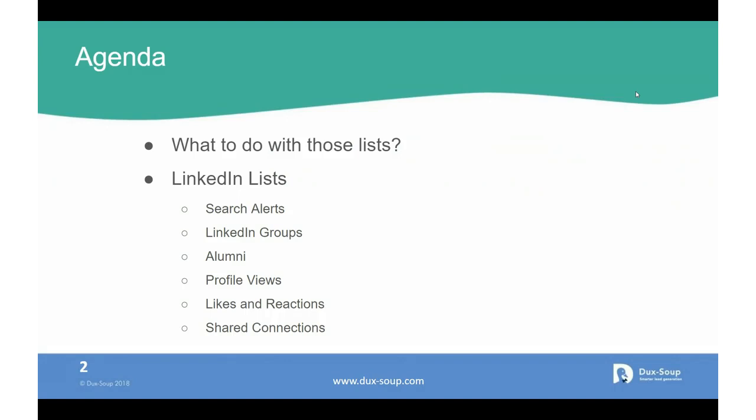I've swapped things around since I made this slide, but what we will do is we'll look at all the lists first. We'll look at the search alerts and LinkedIn groups, alumni, profile views, likes and reactions, and shared connections. And then at the end of the presentation, I will show you what you can do with those lists and how you can make sure that you're acting in the right way with DuckSoup against those lists.